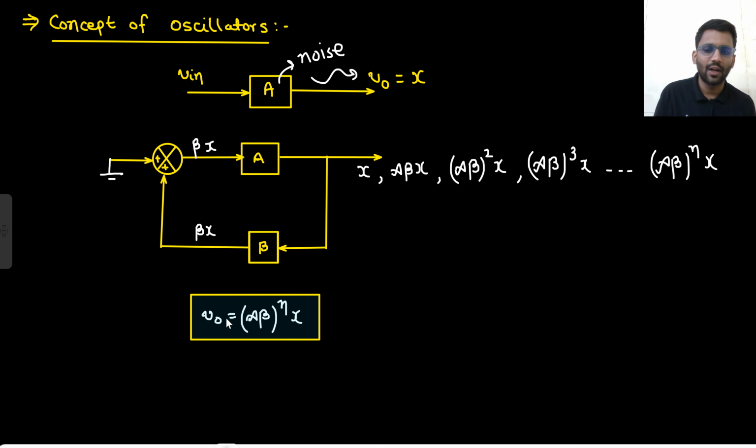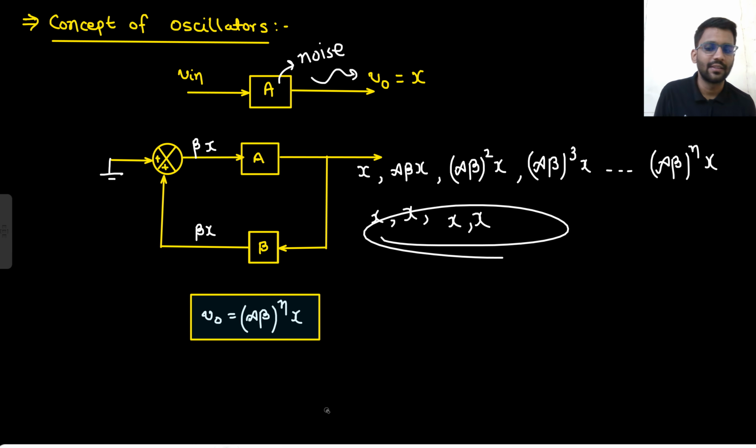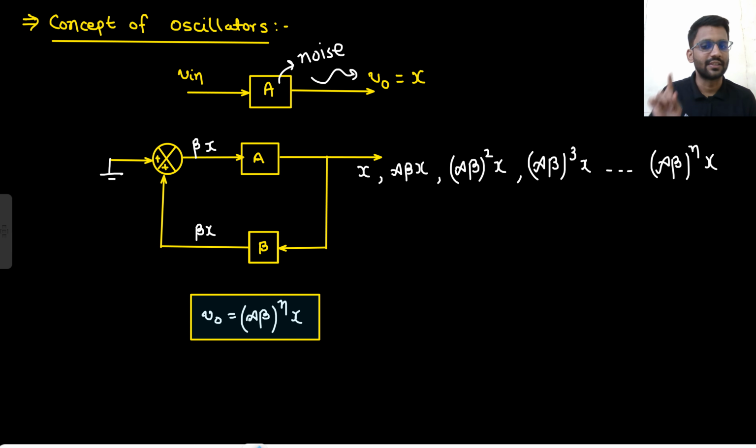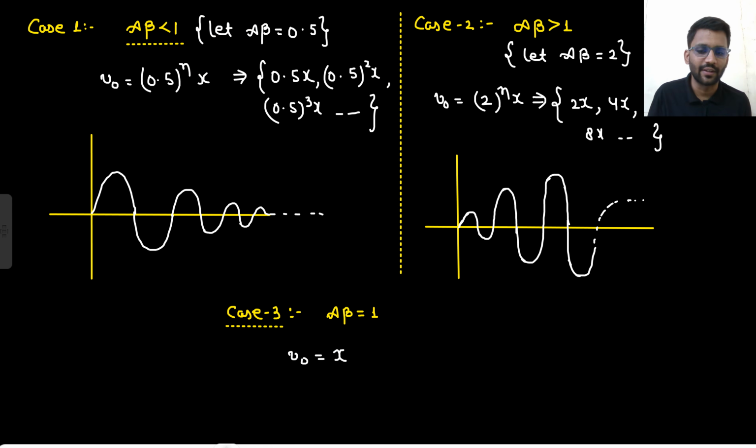Because what was your output? Output was A beta to the power n x. Here basically you will get X. Then A beta is 1, X. Always it will be X. So there will be constant oscillations. The oscillations will be constant.